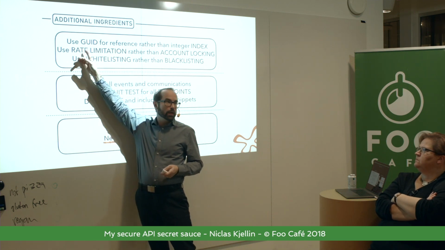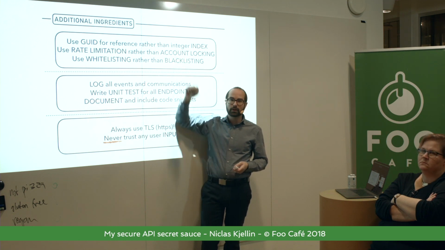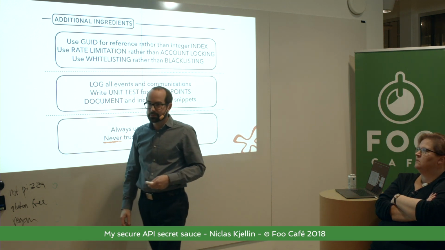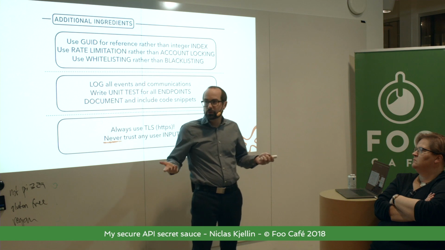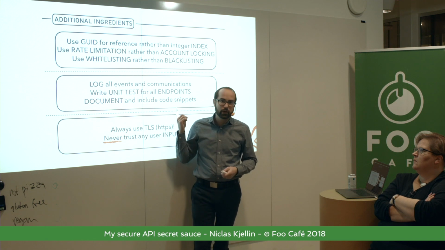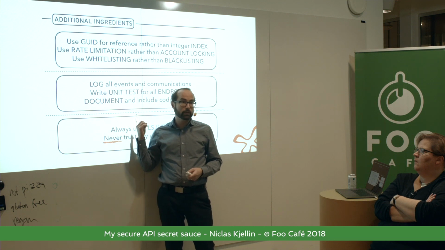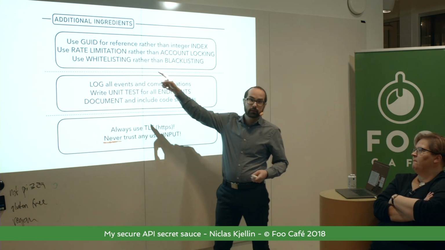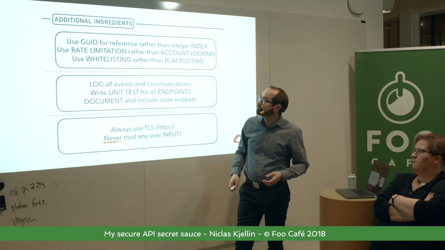GUIDs. Why should we use GUIDs instead of indexes when we have things like user IDs? Anyone have a good answer? You can't guess them. That's exactly it. They are not encoded, they're not encrypted, they're not secret, but they don't follow in sequence. So if you have a user ID of 15, you could probably guess there's going to be a user ID of 14 as well. And then you're going to say, well, there's going to be a user ID of 0 or 1, and that's going to be the admin. If you use GUIDs instead, you can't guess them. And computers don't care, so use them.